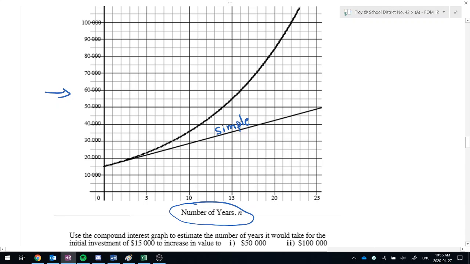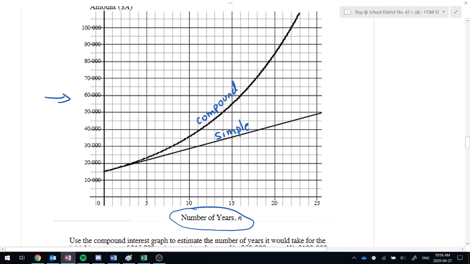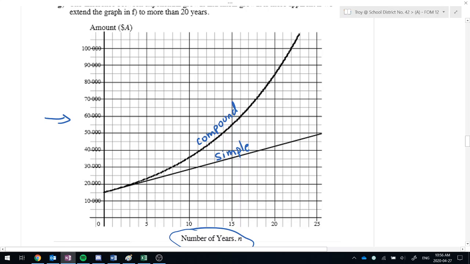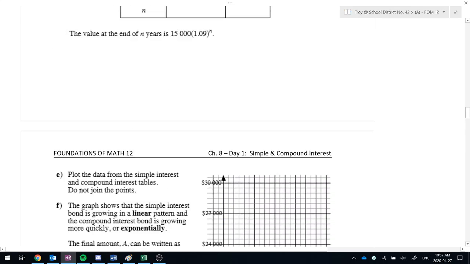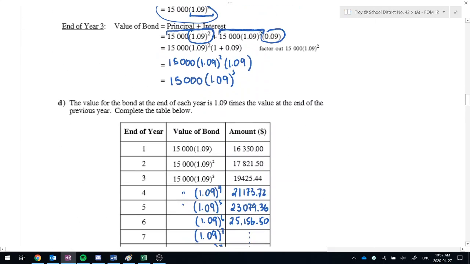It only increases the same amount every time, so it's constant. It doesn't change. But what we have here is our compound interest. And if you take a look at that, you should think, hey, that's an exponential function. It's increasing exponentially. It's curving upwards.